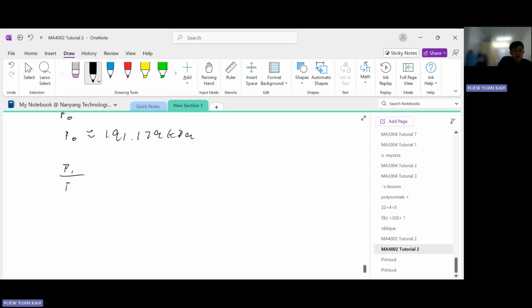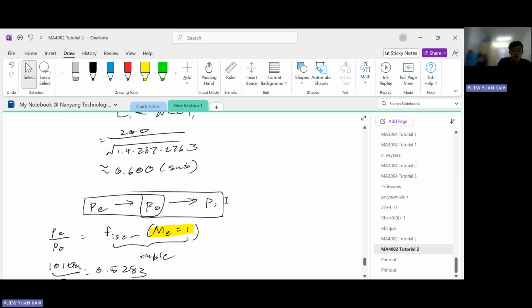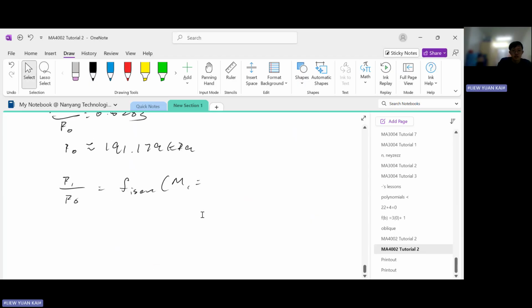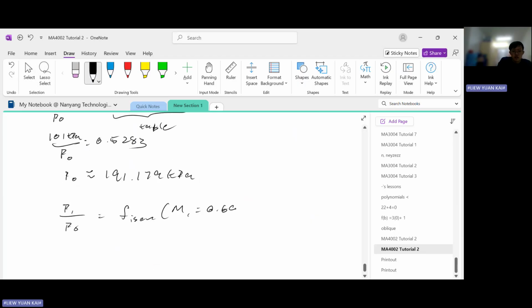So P1 over P naught is a function of M1, right? And do we know M1? Yes, we already found M1 here, right? So you sub in 0.600. P1 is unknown. P0 is what we found here, 191.179. Then this, you obtain it from the table where the Mach number is 0.60.